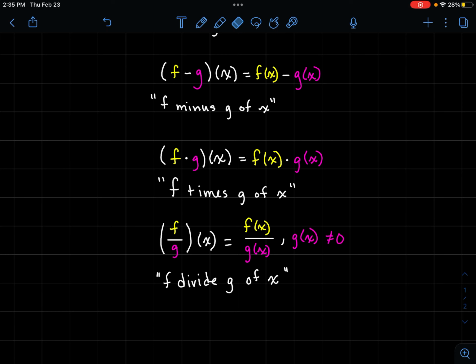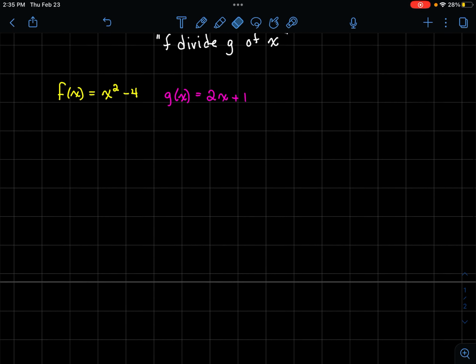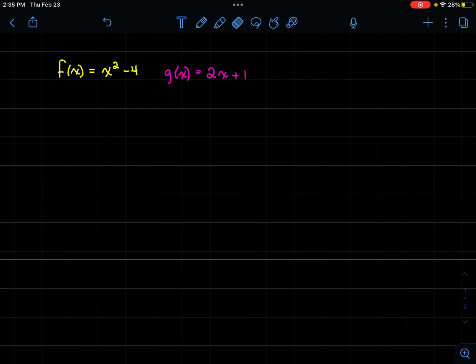And there's a special condition here, which we'll get into later, which tells us that our function on the bottom of the fraction cannot be equal to 0. And if you know anything about dividing fractions, we're not able to divide by 0. So in this case, our function cannot be equal to 0 as well.